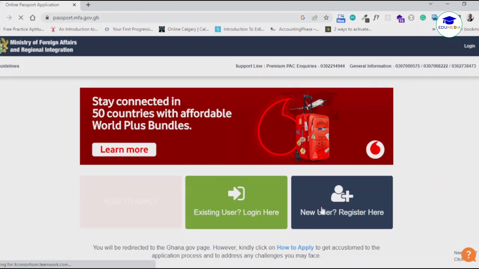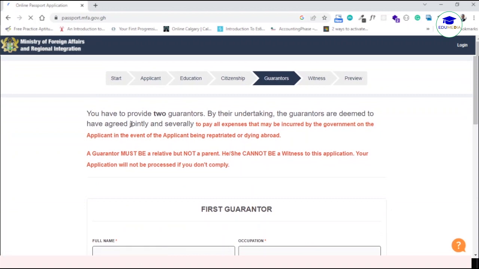According to the Ghana Passport Application Portal, you have to provide two guarantors. By their undertaking, the guarantors are deemed to have agreed jointly and severally to pay all expenses that may be incurred by the government on the applicant in the event of the applicant being repatriated or dying abroad. A guarantor must be a relative but not a parent. He or she cannot be a witness to this application. Your application will not be processed if you don't comply.